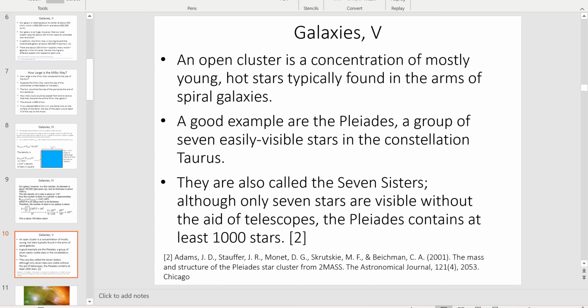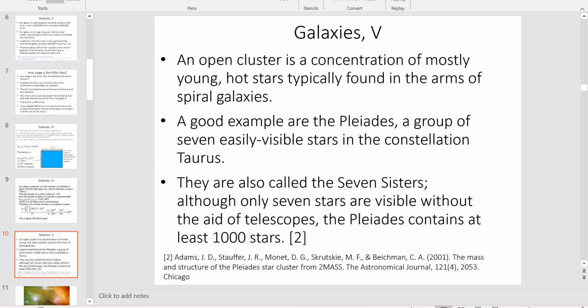A good example of an open cluster would be the Pleiades, which to earthbound stargazers is used to refer to 7 easily visible stars in the constellation Taurus. There are 7 stars in that constellation that stargazers refer to as the Pleiades. These are also called the 7 sisters.